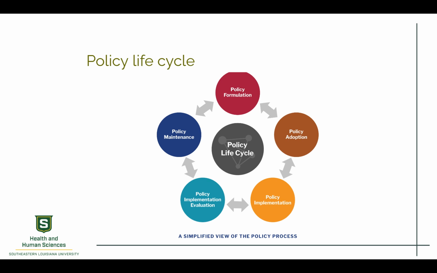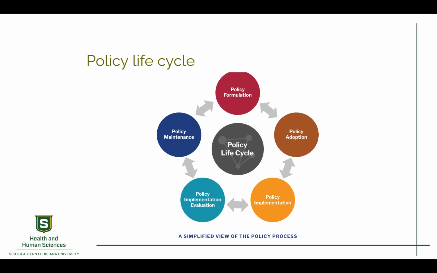So now the policy has been formulated, everything is all good, everybody has voted, and it's good to go. And now the president has signed it into law. Then you move into policy adoption. So now the policy is going to be adopted either on the federal level or on the state levels. From there, after the policy is adopted, you then have to implement the law.